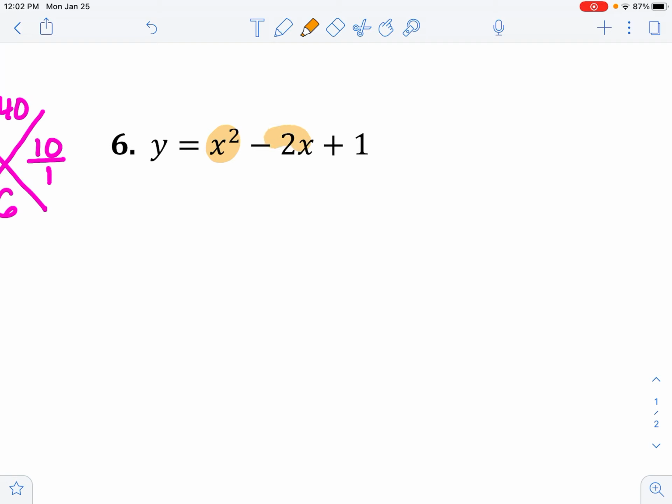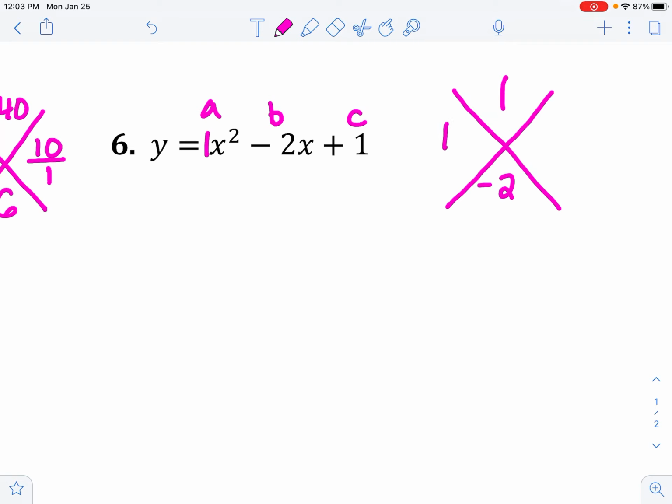All right, next one. I look for a GCF. X squared, negative 2x, and 1. They don't have anything in common. I'm going to use my x to organize my information. This is a, b, and c. A times c is 1. B is negative 2. So I need two numbers that when I multiply them, I get 1, and add to give me negative 2.